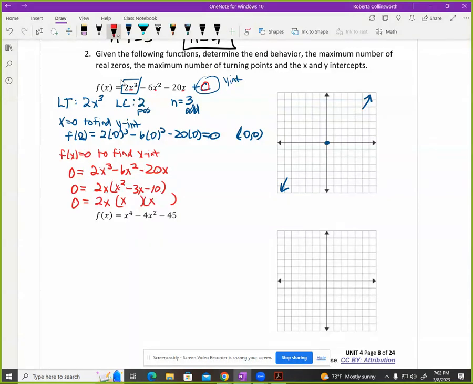I need factors of -10 that add together to be -3. That's going to be -5 and +2. So now I'm going to take all three of these parts and set them equal to 0. So I have 2x equals 0, I have x minus 5 equals 0, and, oopsie, x plus 2 equals 0.